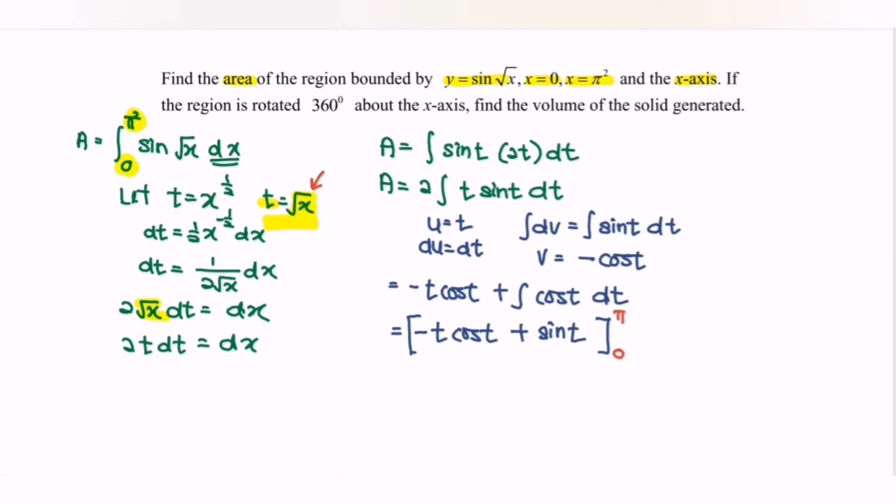So kindly refer to the calculator. Do remember to make sure that the mode is in radian. So now do remember we have to multiply with the 2. So 2 times the bracket where we have negative pi; if we substitute cos pi, we will have negative 1. Then for sin pi, we will obtain 0. So here we have the bracket minus. If we substitute 0, for sure we will have 0. So finally, we will have our answer: 2 pi unit square for the area.